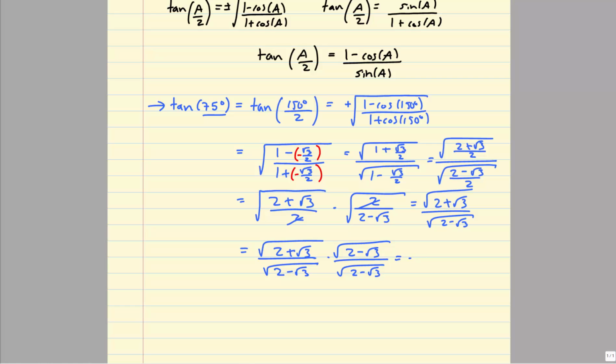So from here, I'd end up with that radical multiplied by itself is 2 minus root 3. And in the top, what ends up happening is I have the square root of 2 plus root 3 times the square root of 2 minus root 3. I can combine that under one radical.